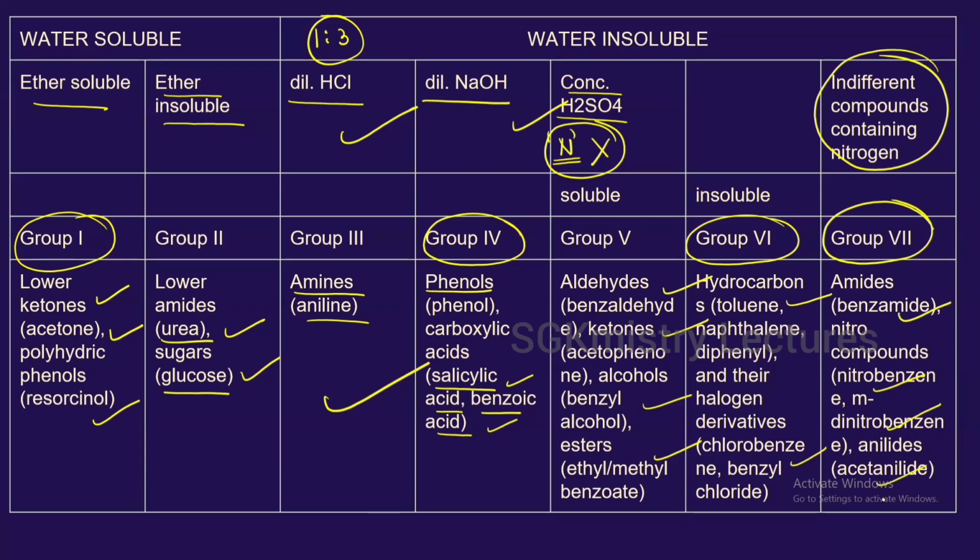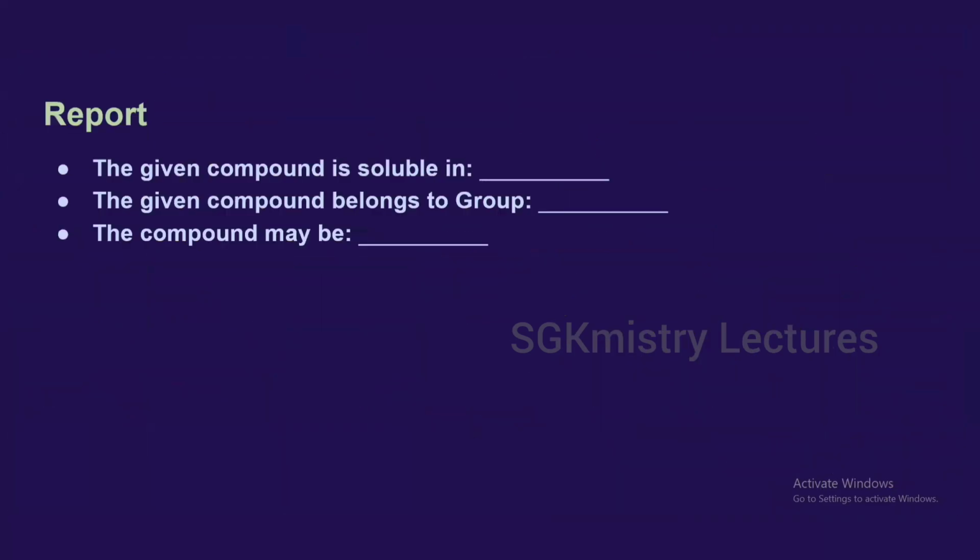The solubility test gives you a very good idea about what the given compound may be and also which functional group it belongs to, so that your further analysis becomes simpler, easier, as well as less time consuming. Right. So now let us look into the next step. Before that, you need to remember that you need to give a report with respect to the solubility test. You need to report in this way: the given compound is soluble in, and then which solvent it is soluble in.